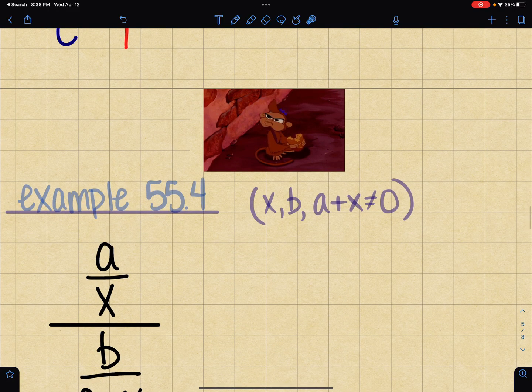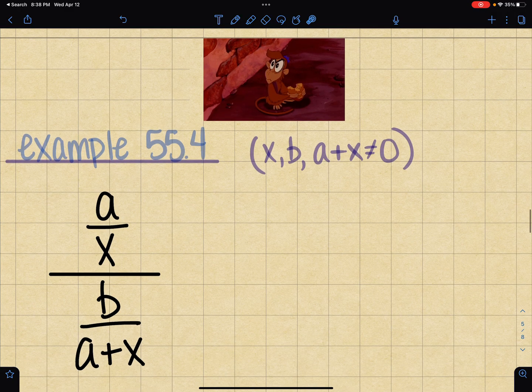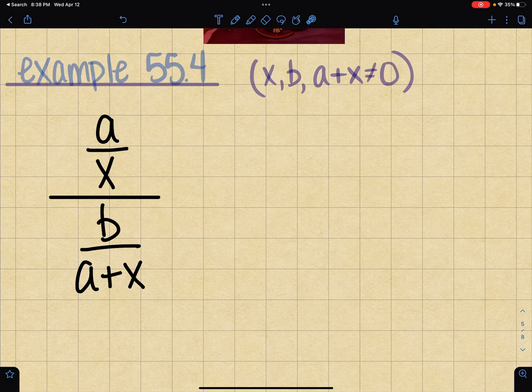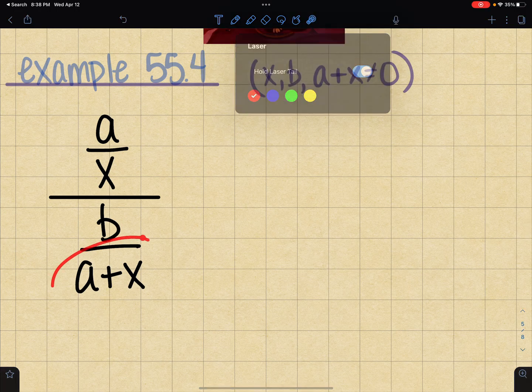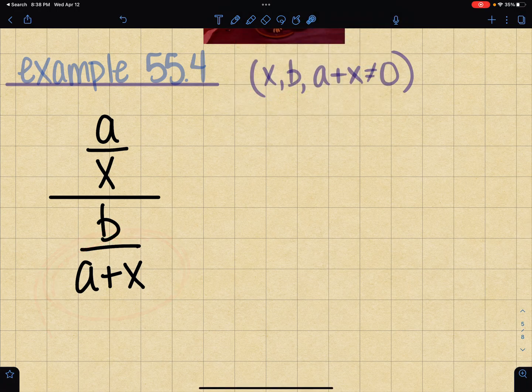Okay. I think we've got one more example in us, right? How else could they trick us? Ooh, they could trick us like this. Check it out. They've got this whole thing on the bottom, on the denominator. No problem. It's still a fraction over a fraction. And we're going to go through the same method. Trust the method. All right, let's start with the denominator.